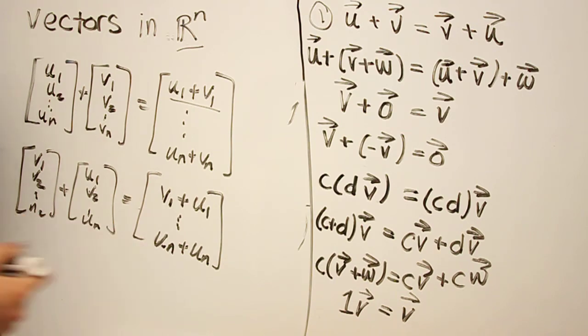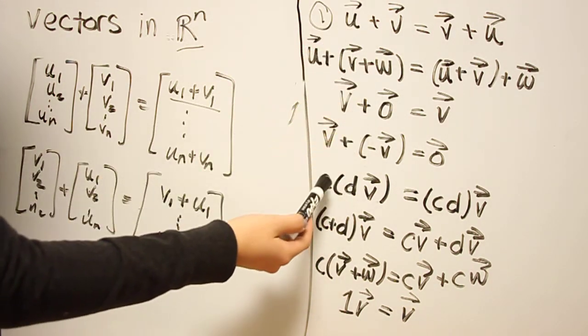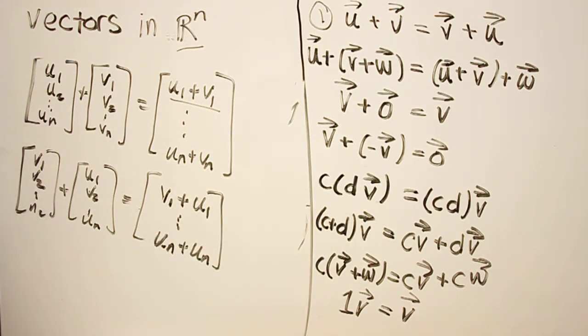Quick thing on notation, again, arrows are vectors, and the letters without arrows are just real numbers. So they're what we call scalars because they just live in R.